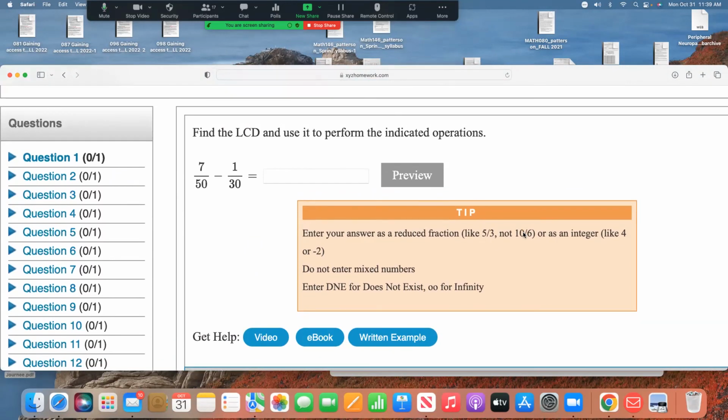Okay, this is chapter 3, and I know our time basically has run out. Find the lowest common denominator and use it to perform the indicated operation. Can somebody remind us what the common denominator might be? It could be 50, 5, and 30. Remember, the lowest common denominator is at least as big as the biggest one. It's 150.